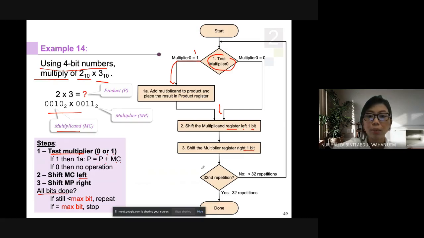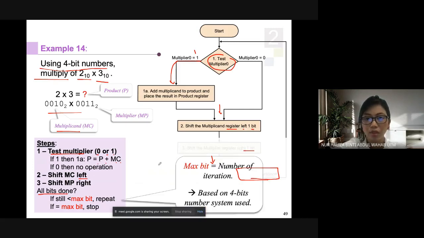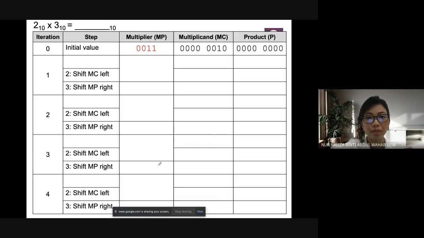So are all the bits done or not? If not, then you repeat the process again until you get 32 repetitions and then finish. So this one is 32 bits. Maximum equal to the number of iterations based on the number system; for the example, 4 bits. So this is what happened.